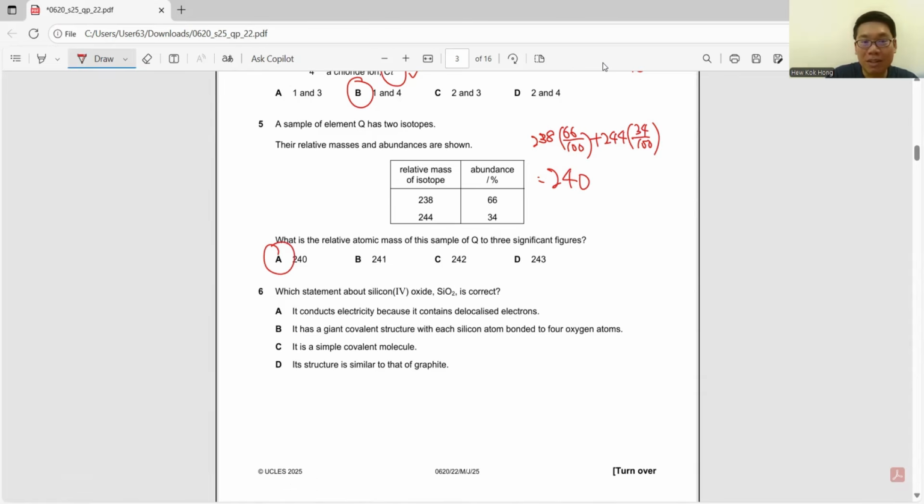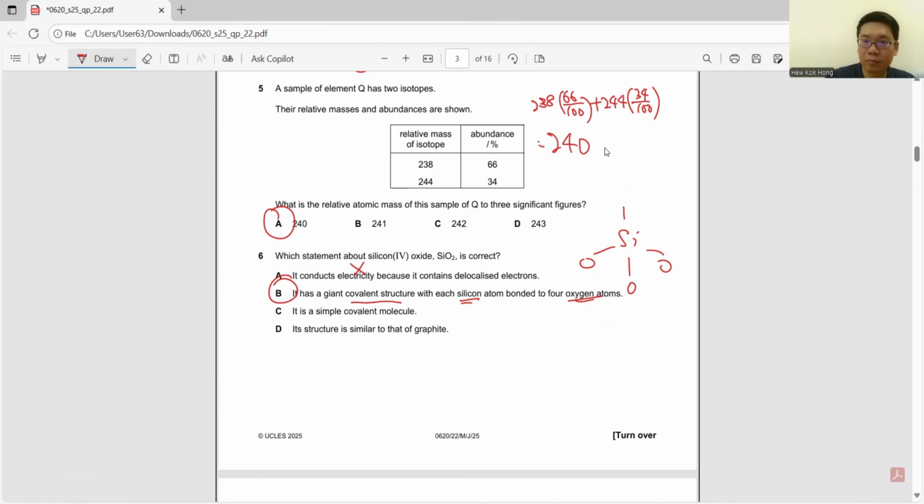Question 6. Which statement about silicon oxide is correct? A. It conducts electricity. No, it's covalent. So covalent usually do not conduct electricity, unlike graphite, which has freely moving electrons. Here don't have. B. It has a giant covalent structure in which each silicon is bonded to 4 atoms. Yes, this is the reason that it can have the 3D shape. C. It is a simple covalent molecule. Not simple, it is a giant covalent molecule. And D. It says its structure is similar to graphite. No, graphite is 2D, silicon oxide is 3D.